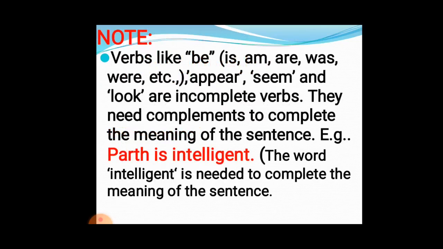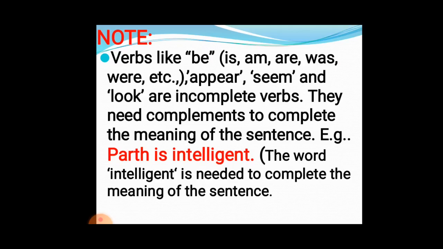Now verbs like be forms, that is am, are, was, were, etc., appear, seem, and look. These verbs are incomplete verbs because they need something to be added to complete the meaning of the sentence. So they need complements. It can be any adverb, adjective, or any complement to complete the meaning of the sentence. Now let's see the example.